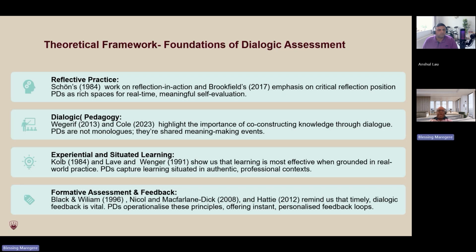And finally, the theoretical framework or model around formative assessment and feedback, which is underpinned by Black and Wiliam's work, Nicol and Macfarlane-Dick, and Hattie. It reminds us that timely feedback and dialogic feedback is quite important. We have diverse learners. Some learners do not quite grasp or understand written feedback, but when feedback is given verbally, they're able to engage with it a bit more.